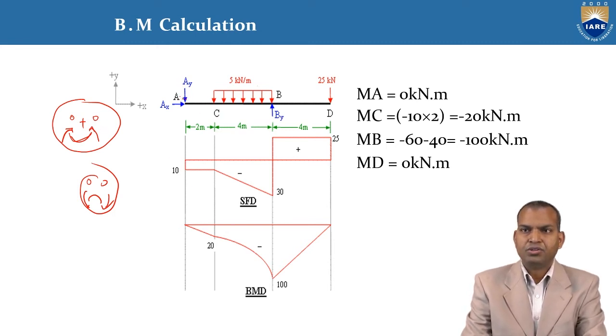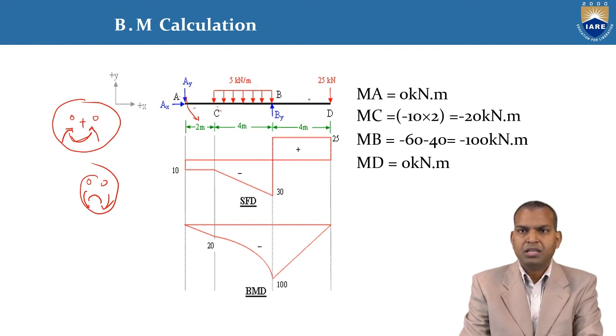At A, AY is 0. The moment at A is equal to 0 kilonewton meter. Up to point C, this AY is acting downwards. That means negative, AY into 2 meters. What is AY into 2 meters? It is minus 10 into 2. That is minus 20 kilonewton meter.